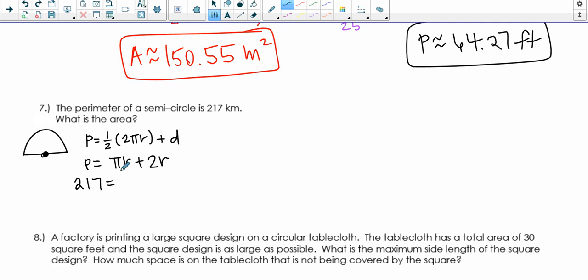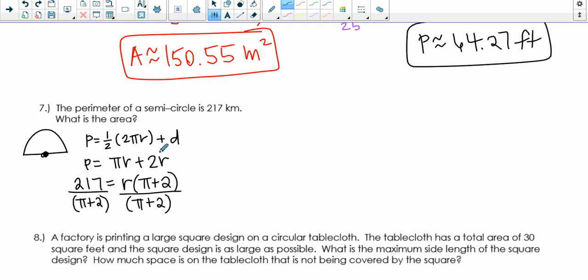You guys, I'm trying to solve for r, but it's in both places. So I'm going to factor an r out, and I'm left with pi plus 2. Okay, if I were to multiply that back in, r times pi is pi r, and r times 2 is 2r. But by doing that, now I can divide both sides by pi plus 2, and now my r is by itself.